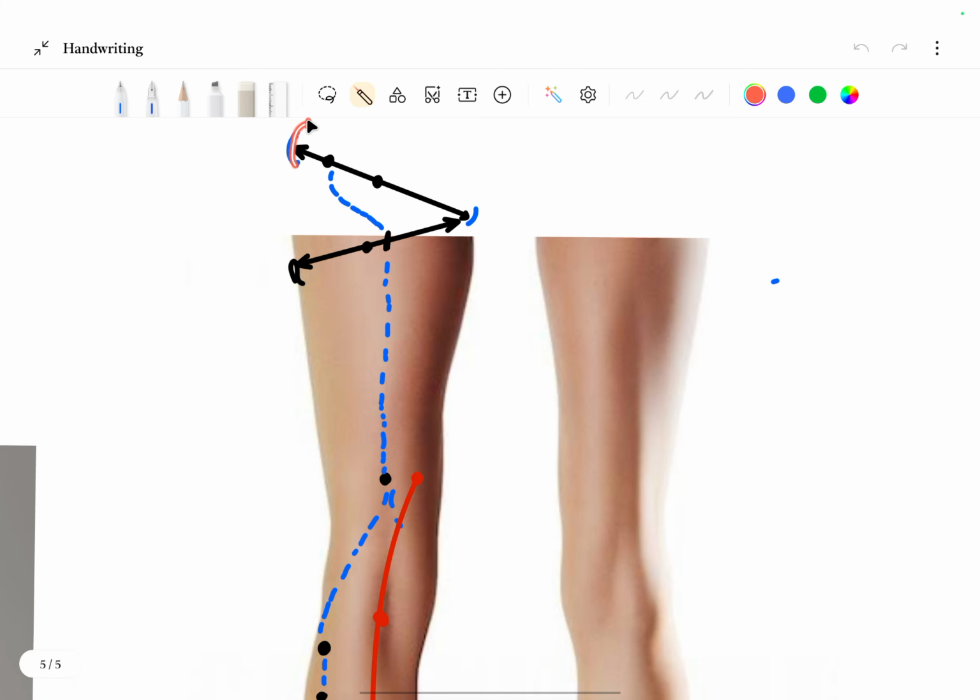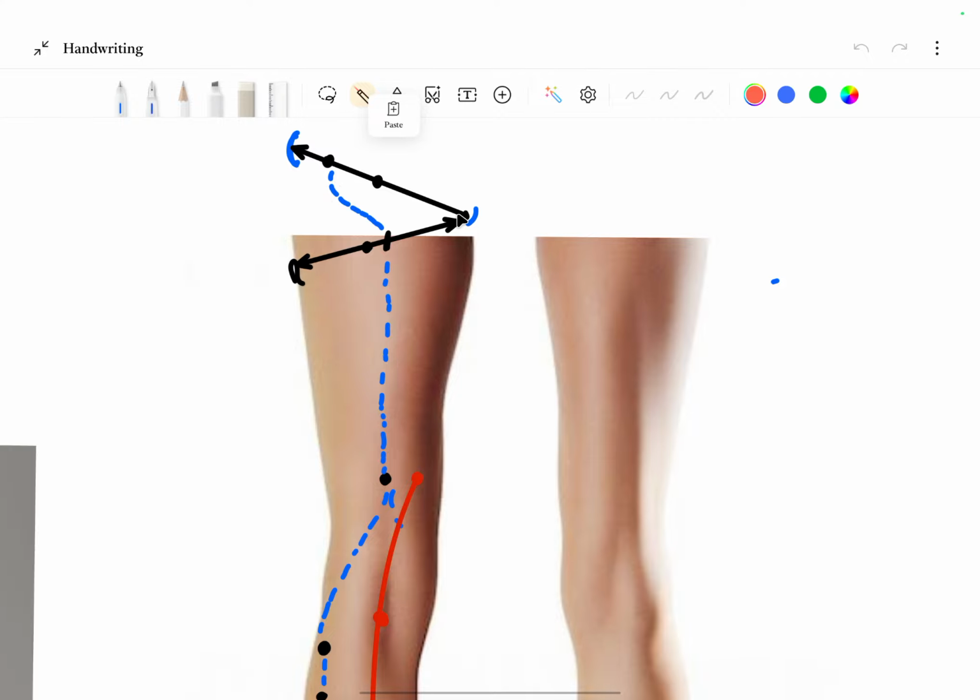So this is your posterior superior iliac spine. This is your ischial tuberosity. Let us draw a line between them. Drawn. This is the midpoint of that line. So 2.5 centimeters lateral to the midpoint of that line is the first point of the sciatic nerve.